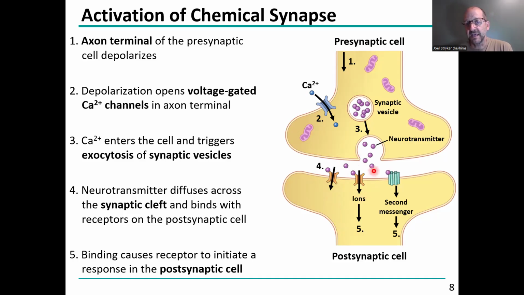Another possibility is that these neurotransmitters can trigger a second messenger cascade, kind of like a G protein thing that we've talked about before. And that is also a possibility here.